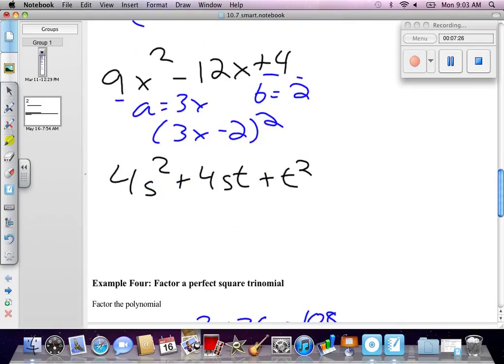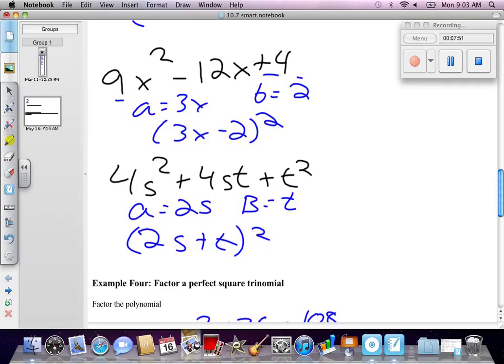All right, Yusuf, what's the square root of 4s squared? 2s. CJ, what's the square root of t squared? What times what gives us t squared? T, thank you. So we get 2s plus t, squared, and I'm finished.